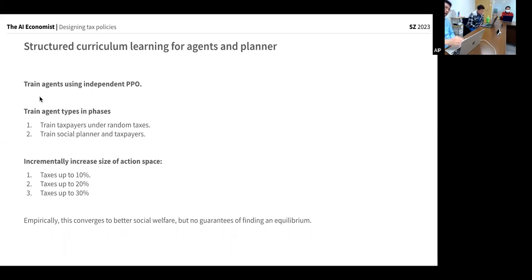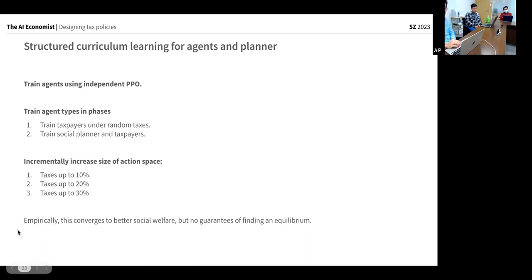So you can train everyone using PPO, but then you train in phases. What happens in our learning setup is that we first only train the workers and the taxpayers, and we keep the taxes fixed. So we let the taxpayers learn what they should do under different tax policies, but the tax policies use a fixed distribution over time. And then after a while, you start to train a government. Then the government says, okay, now I can use my RL policy to train. And this structured curriculum actually stabilizes learning a lot.